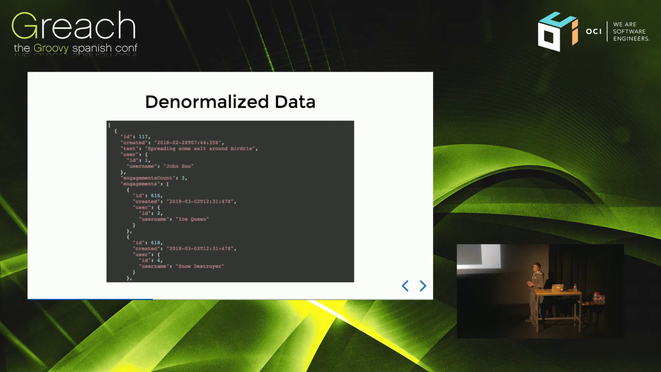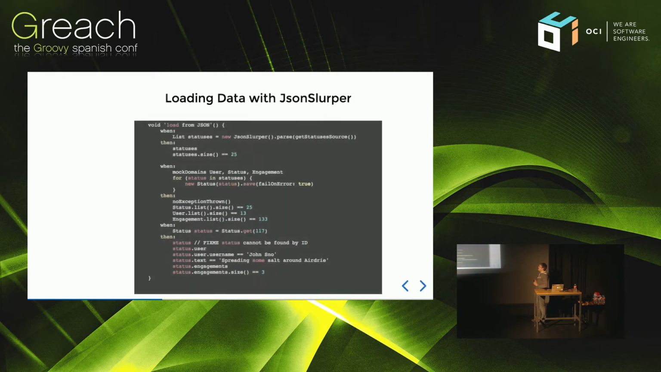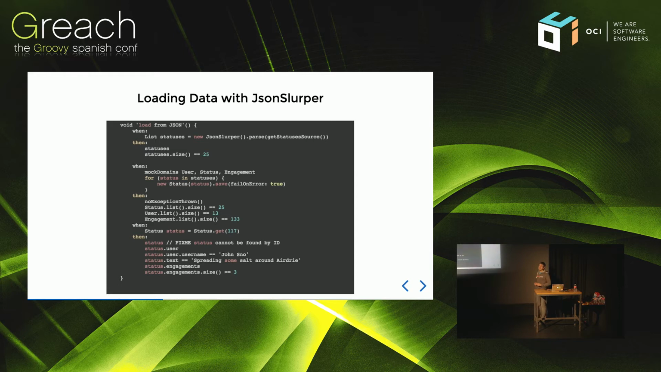It's usually denormalized. So the user is not just the ID, but it already contains everything you need. The same for engagements, usually. It doesn't have to be, but it's very common so that you send the whole data in a single request. Maybe you're already using GraphQL on the backend, so you can have some advanced query. Cool. So maybe I can just grab this JSON and load it to my test.